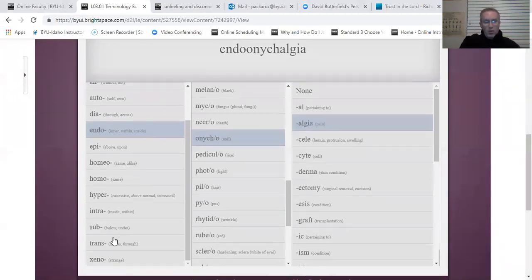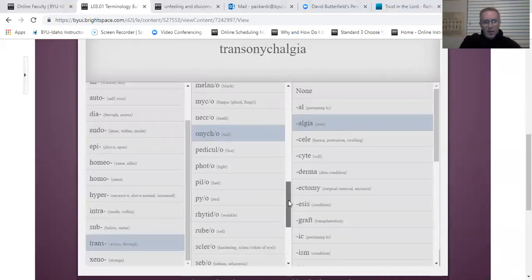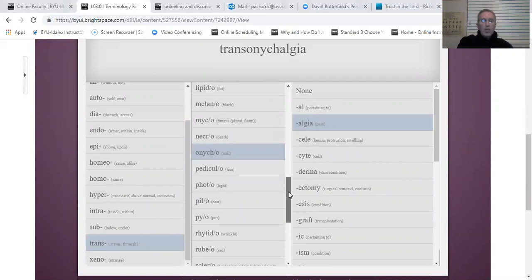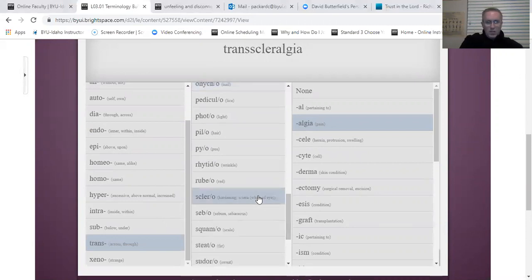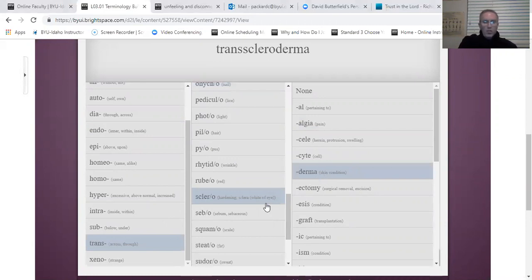Let's start with a prefix. Let's look at trans. Okay. And as you enter the prefix, the combining form and the suffix, the word changes. So trans, sclera, derma. Okay. So what that means, transscleroderma would be a hardening of the layers of the skin across a certain area. Okay.